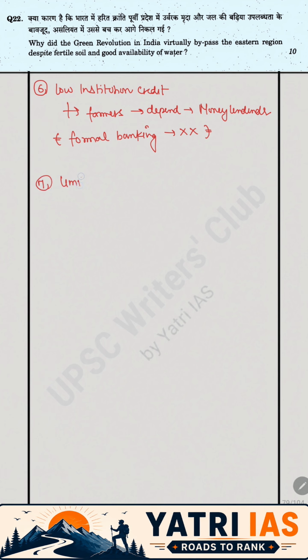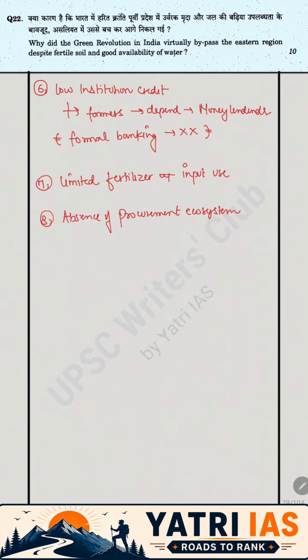Then limited fertilizer and input use. Then you could mention there was no mechanism for procurement in Eastern region. Absence of procurement ecosystem. Like you see huge agricultural mandis in the states of Haryana, Punjab, Delhi, but this procurement ecosystem was missing in Eastern region.